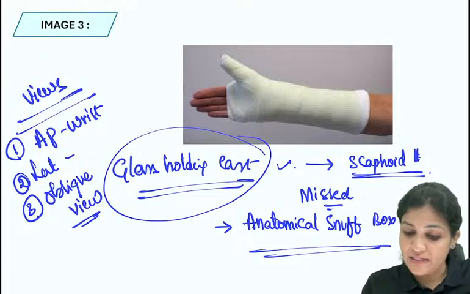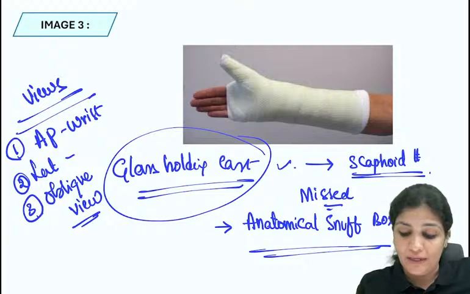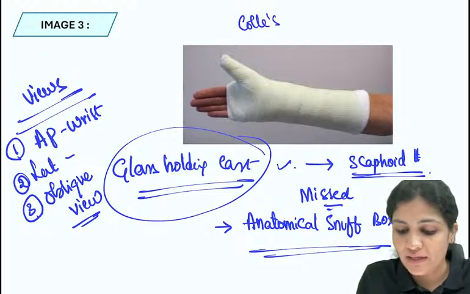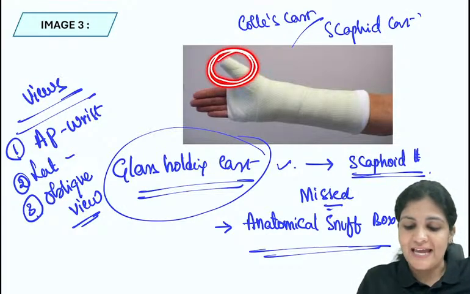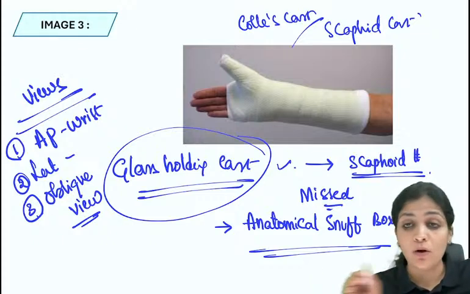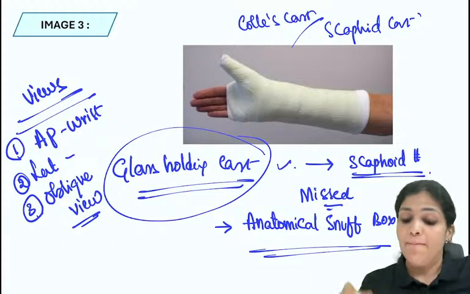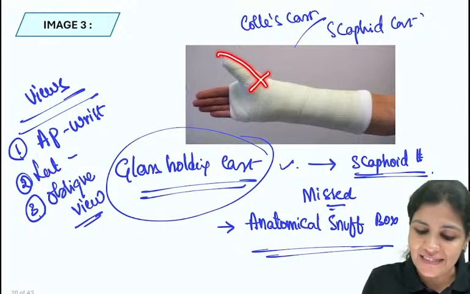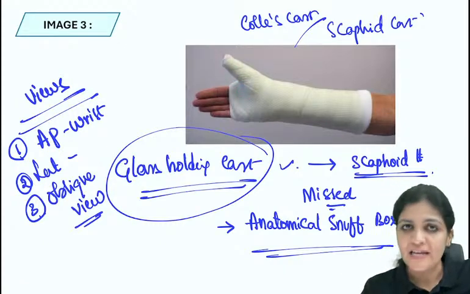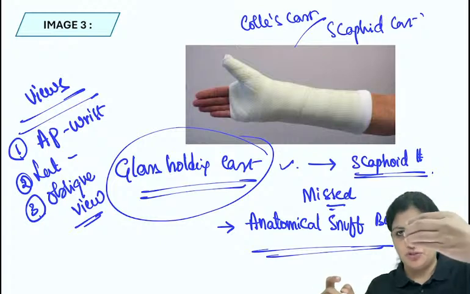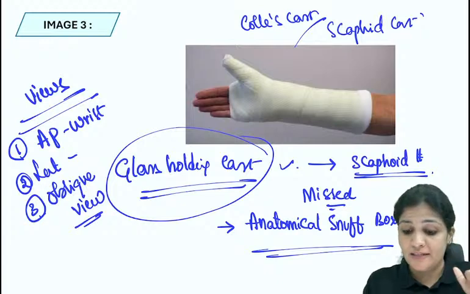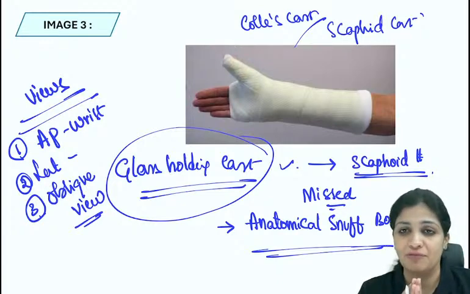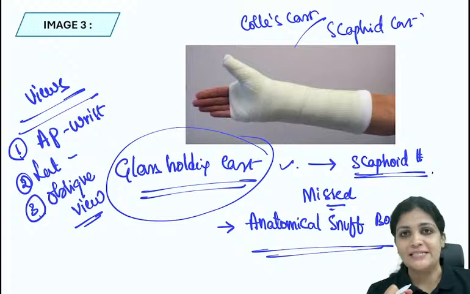And if you clearly see, what is the difference between the Colles cast and your scaphoid cast? One thing you note is the thumb. In Colles cast, the thumb will be left free. There is no cast applied to the thumb. But in case of scaphoid fracture, you extend this cast to include the thumb. So this is called a glass holding position, and we include the thumb. In Colles cast, you see the thumb is free. So that is the basic difference which you have to look for, whether you have to identify it as a Colles cast or a scaphoid cast.